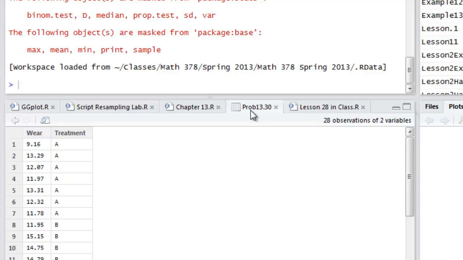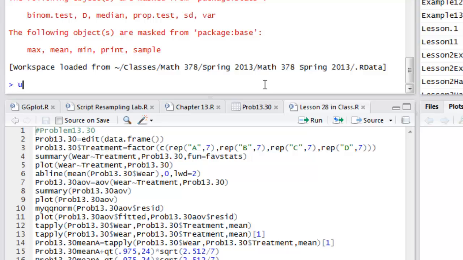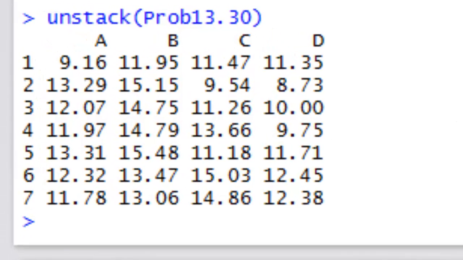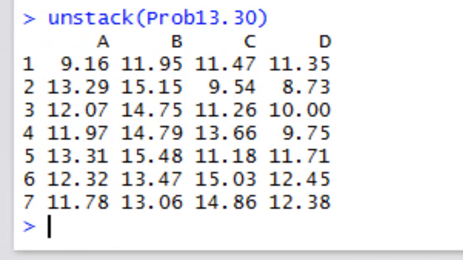A common mistake for people is not to put it in the regression format or the multi-factor format, instead to put it in the one-way layout, and I'll show you what that looks like. This is a common way that people put it in. The problem with this data is it's treating each treatment as a vector, and we need to treat the entire response variable wear as one column and the treatments as another.